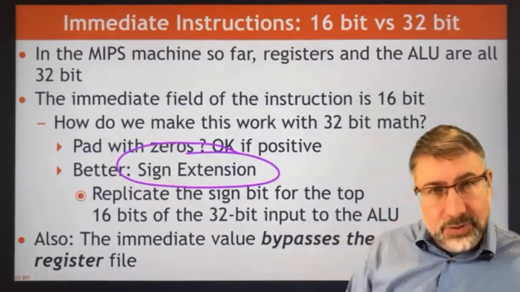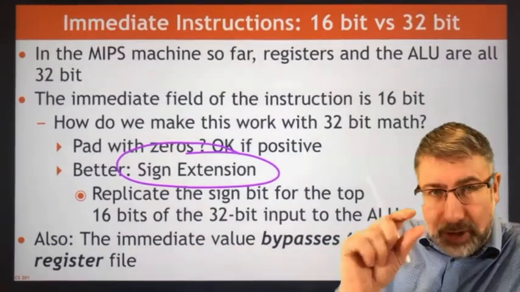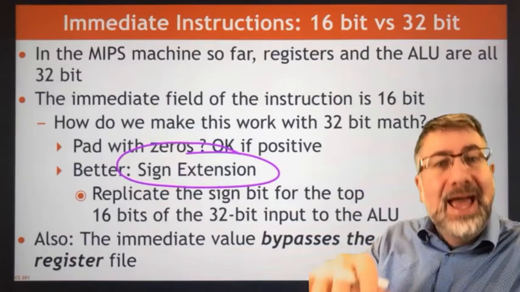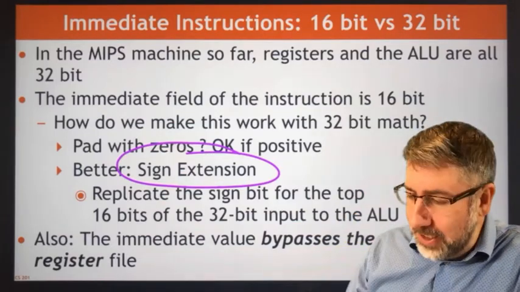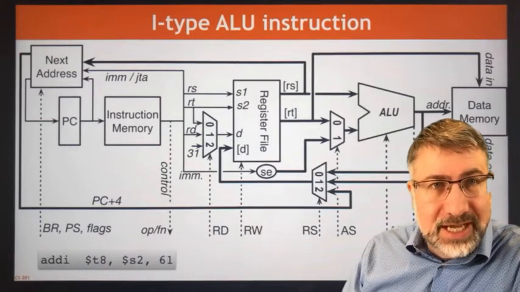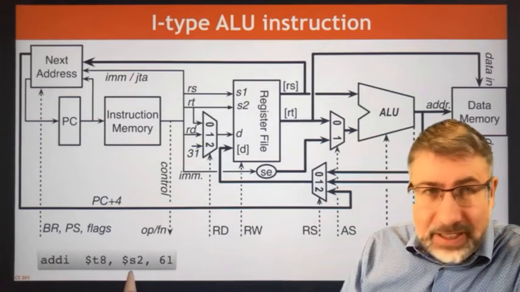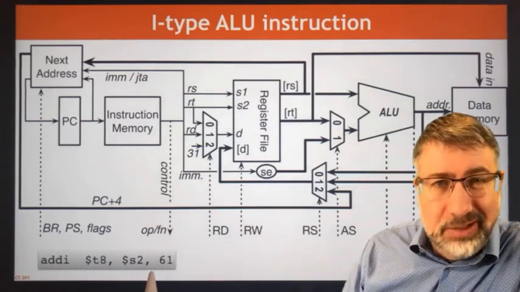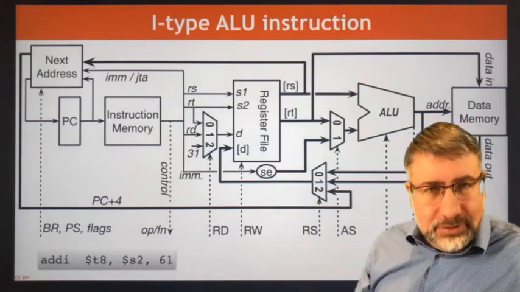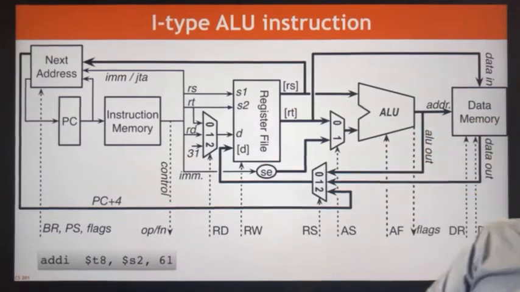You can look back in your 2's complement notes to look at what sign extension is. But basically, we need a little box that sign extends the 16-bit immediate value into 32 bits. And then we also are going to completely bypass the register file. And so that's what this instruction is. This is now the I-type instruction. This is addi into $t8, the value that's in $s2 plus 61, some random value. So this is adding a constant or adding a literal value, or we call it in assembly language an immediate value.